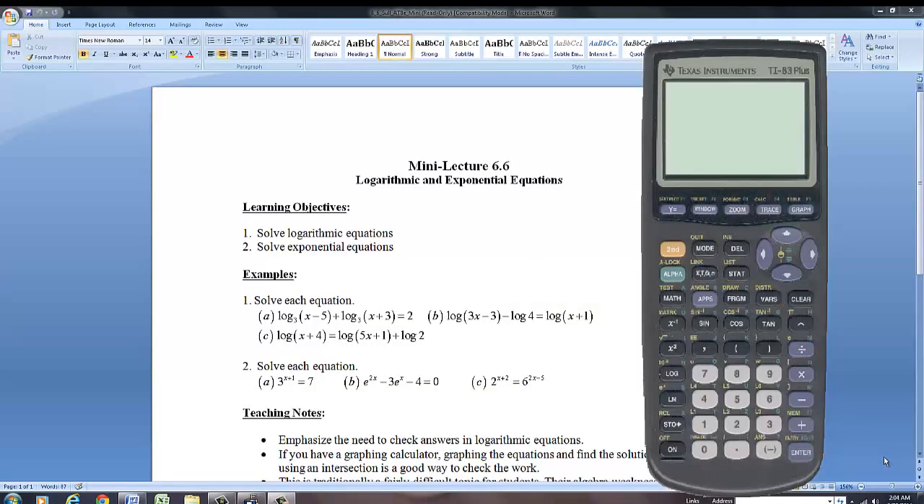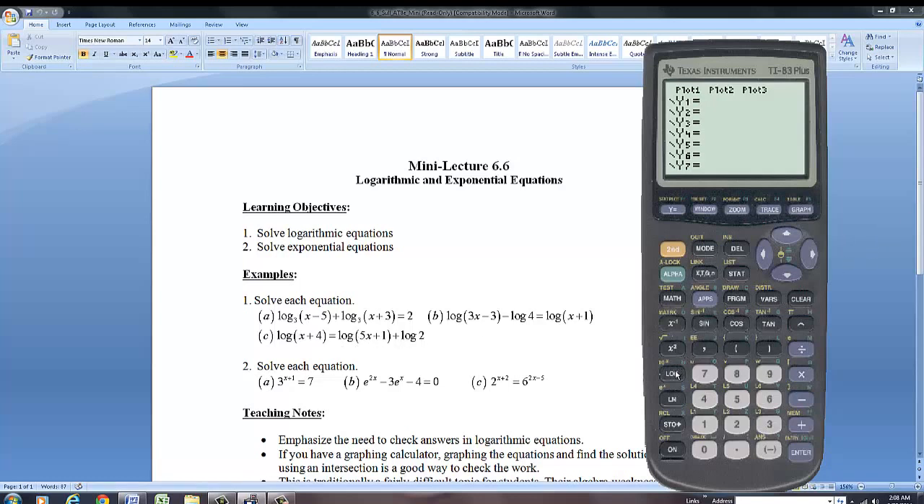Okay, in this video I'm going to show you how to use the TI-83 Plus graphing calculator to solve logarithmic and exponential equations. To base 10, this has log to base e. So I can only use these if it's base 10 or base e. So for right now, I'm going to do c first.